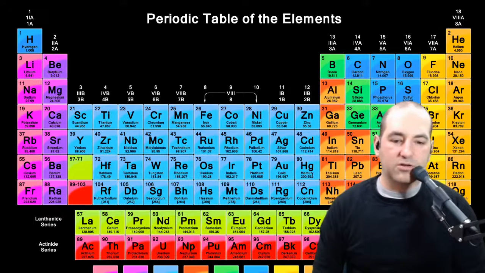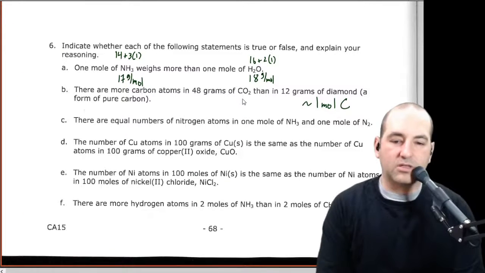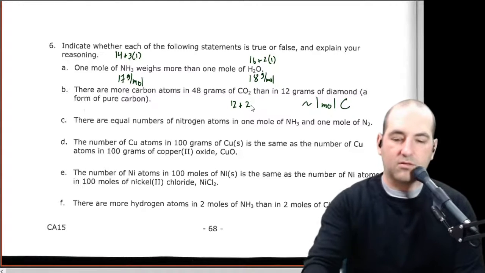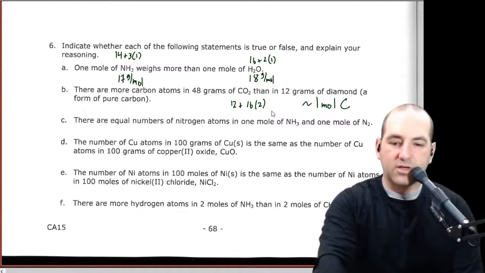All right, let's look at CO2 then. So for CO2, we've got carbon and 2 oxygens. If we add those together, that's 12 plus 16 for oxygen times 2 of those there. So that's 32 plus 12 is 44.